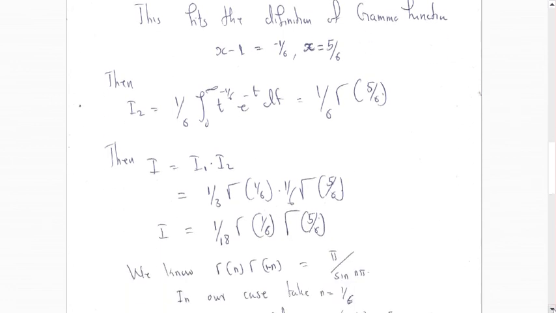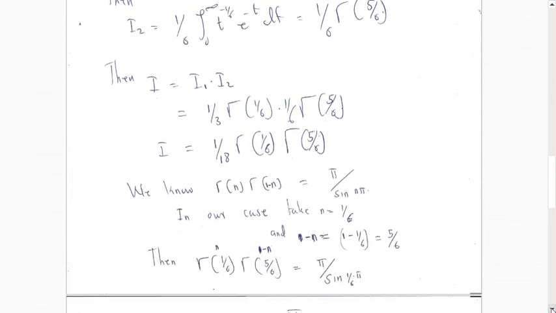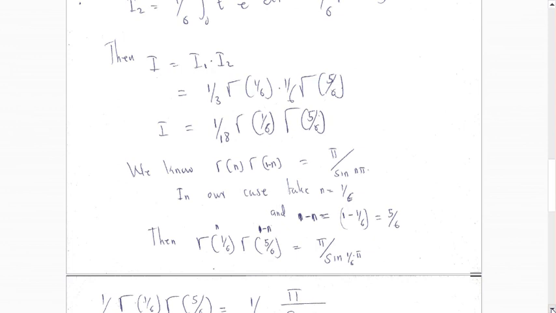Now the whole thing will be I equals I1 times I2, so then we'll have 1 over 3 gamma of 1 over 6 times 1 over 6 gamma of 5 over 6. Putting together the constants, we'll have 1 over 18 gamma of 1 over 6 times gamma of 5 over 6. Okay, so we have this relationship here. We know that gamma of n times gamma of 1 minus n equals pi over sine of n pi. And in our case, if we take n equals 1 over 6, then 1 minus n will be equal to 5 over 6. Now we can use this relationship.